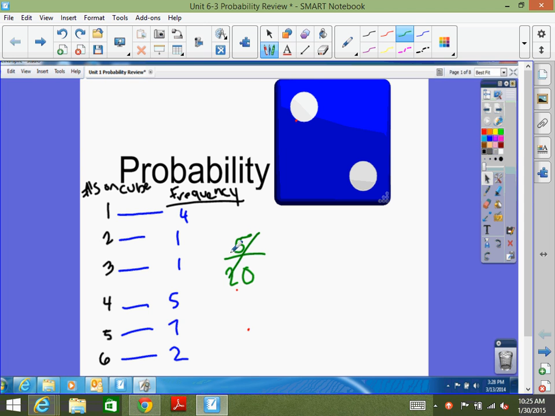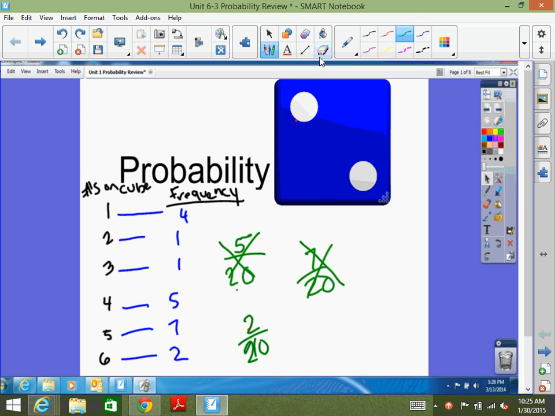Okay, good. What is the experimental probability of a 5, of landing on a 5? 7 out of 20. What's the experimental probability of landing on a 6? 2 out of 20. So do you see how you solve those?